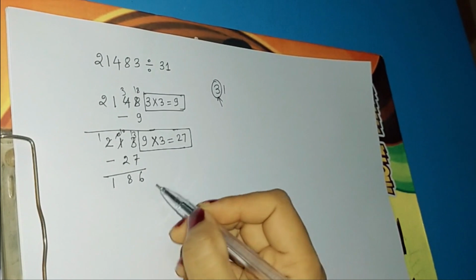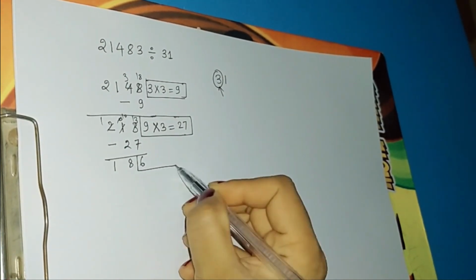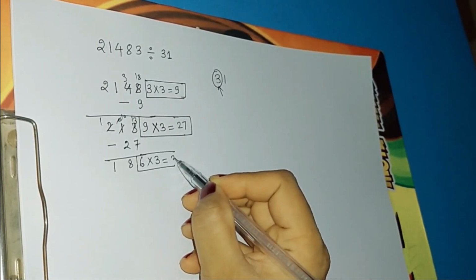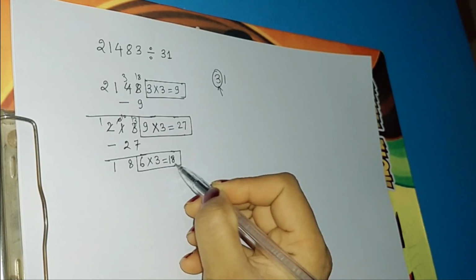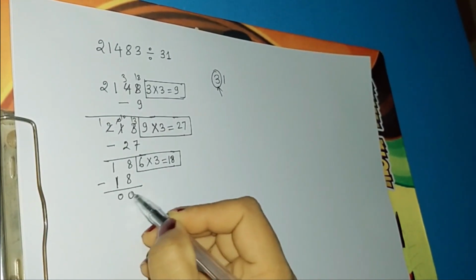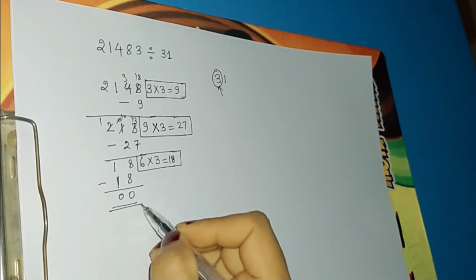Here we have 186. We take the last digit, that is 6, and multiply this 6 by 3. So 3 times 6 is 18. Now we subtract this 18 from 18. So 18 minus 18 is 0. And finally we got 0 here, so we can stop our process here.